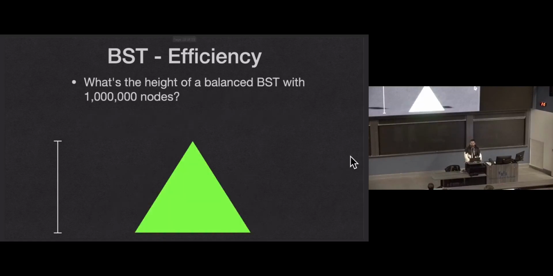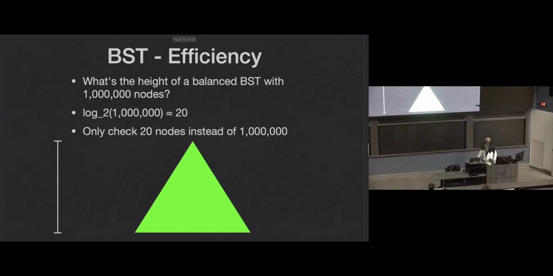So if we go all the way to 1 million nodes, we want to store 1 million nodes in this thing. We know the height that we need to have. It's going to be the log base 2 of 1 million, which is just 20. It's actually a little less than 20. That's the height that we have to have of a tree to store 1 million nodes.